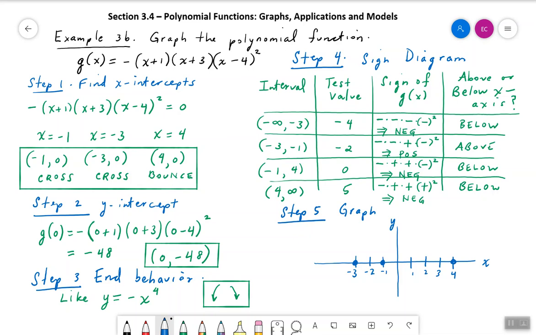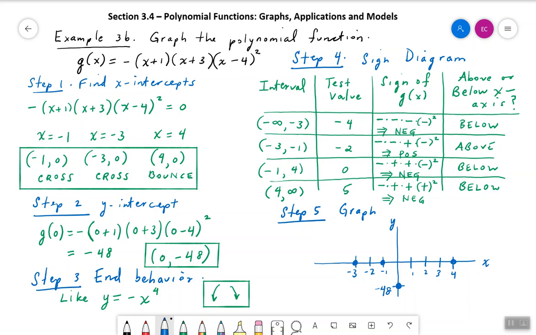Okay. You also have a y-intercept, which is going to be down at -48. We don't have to go too far down. We don't have to have the scale be the same on the y-axis as the x-axis. So we can put our y-intercept somewhere here that looks convenient, and we can call that -48.